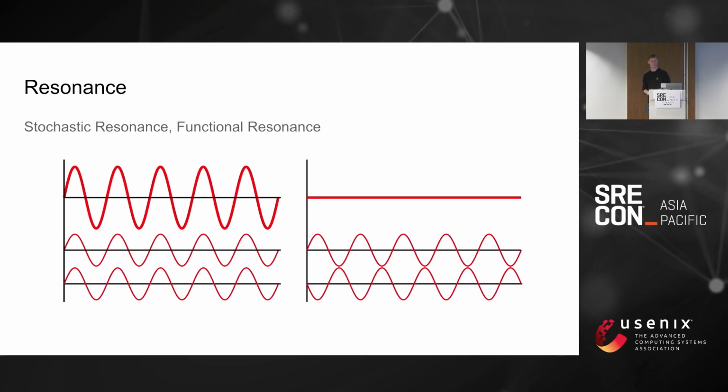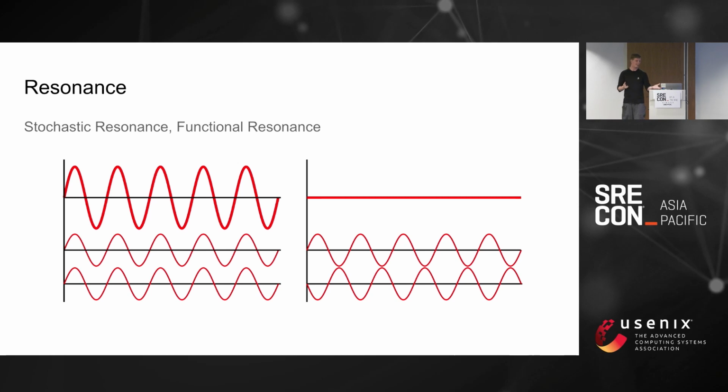The other principle is resonance, which is in the name of the method, right? There's stochastic resonance and there's functional resonance. When we talk about functional resonance, we mean the variability in a function and how it affects the variability of functions attached to it.